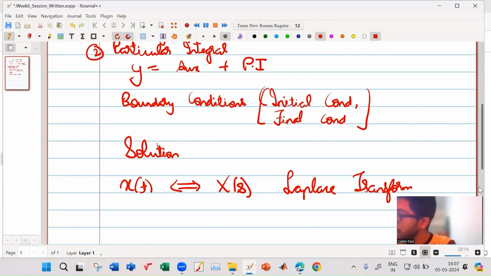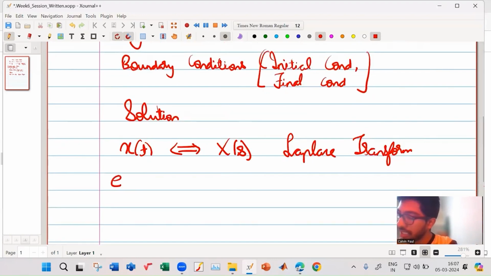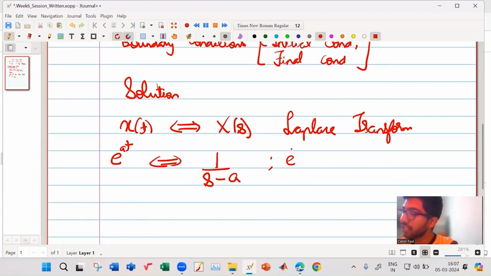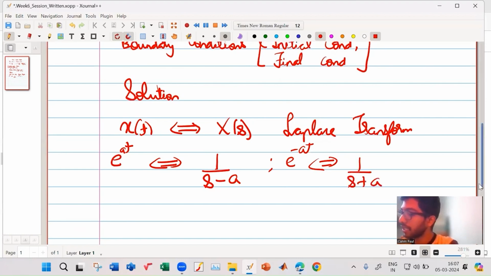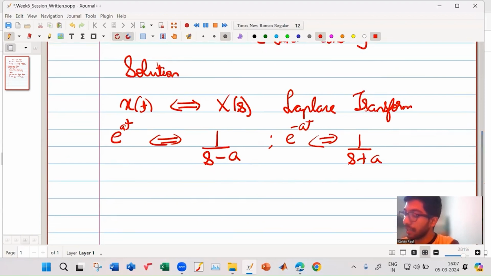As an example, let us consider e raised to at. This function e raised to at has a Laplace transform which is given by 1 upon s minus a. So what will be the Laplace transform of e raised to minus at? Can anyone tell me? 1 by s plus a. Yes, it will be 1 by s plus a. Correct. These are very useful relationships which you should know.